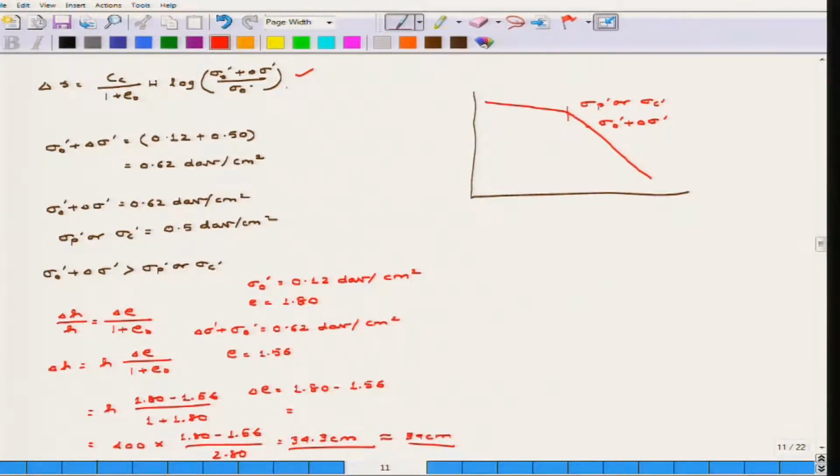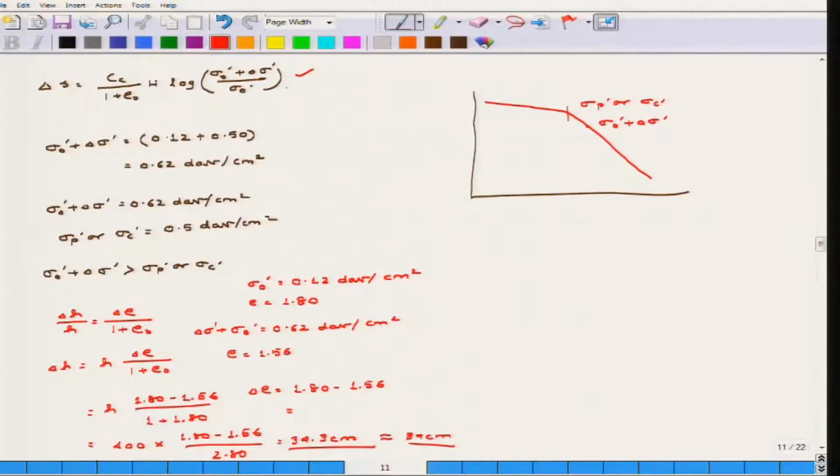Now you can also refer to the definition, delta S is equal to Cc by 1 plus e naught H into log of sigma, whichever you prefer. You will see that the settlement is the same in both cases. It comes out to be 34 centimeter. This is an easier method because it uses a linear method rather than a log procedure. This is called the mv method. Either of them you can use. mv is the coefficient of volume compressibility, and it is given by av by 1 plus e naught, where av is given by delta e by delta sigma. So that is what we have done here, because delta sigma is the increment and we have considered the increment to be constant.